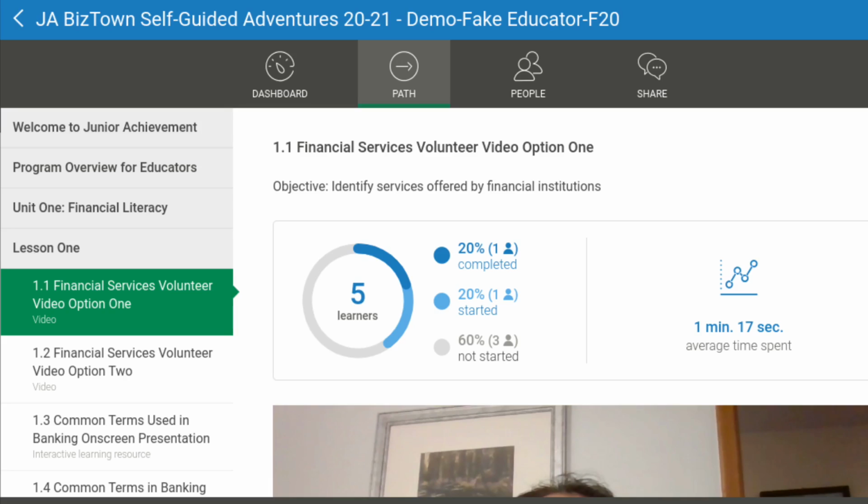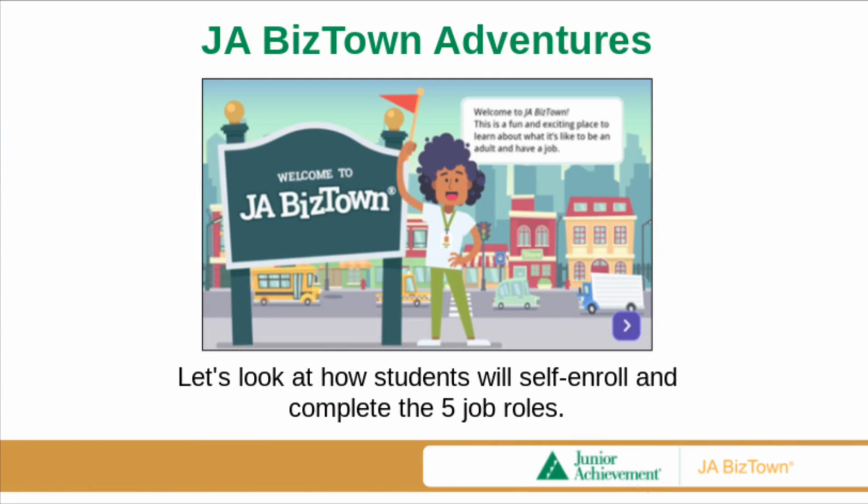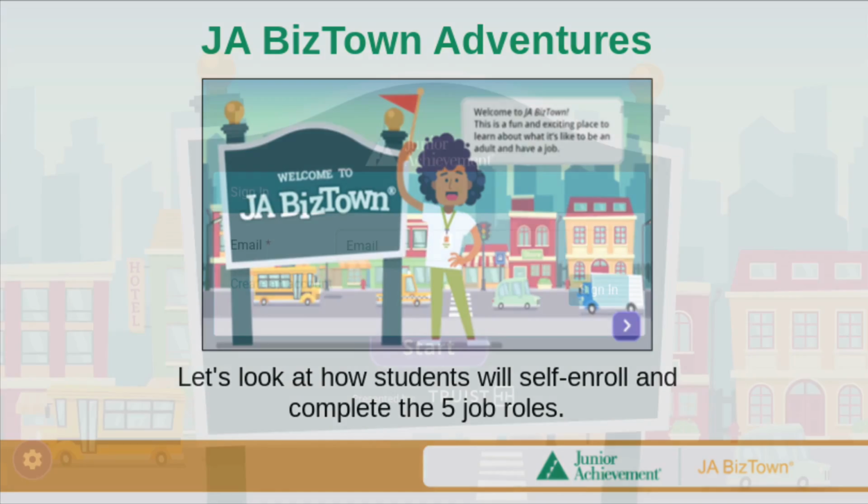After completing the first 4 units of the self-guided course, the students will then complete the online JA BizTown Adventures as their culminating activity. Let's look at the final JA portal, JA BizTown Adventures. The link to access this portal will be sent to the educator after students have started the self-guided curriculum. Students are required to complete the entire course before gaining access to JA BizTown Adventures. At this time, there is not a facilitator dashboard available to monitor progress. However, there are ways to keep students accountable, which we will discuss a little later on.